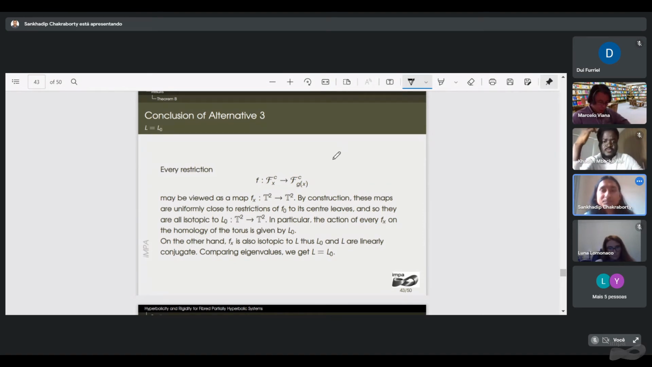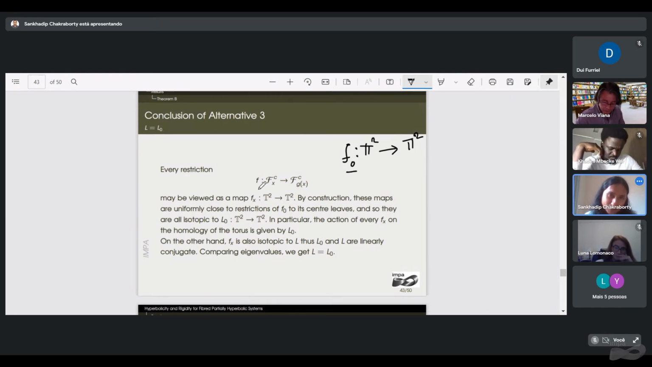So what happens is, we consider restrictions of F to the center leaves, and the restrictions can be viewed as a map from T2 to T2. Again, we can do this same thing for F naught. So the restrictions can be viewed as a map from T2 to itself. The leaves in F naught, and the central leaves in F, are uniformly closed, and the maps themselves are closed as well. So when we go to homology, they're the same.